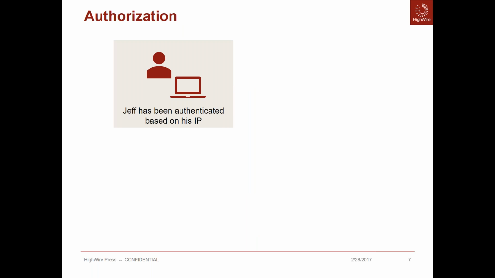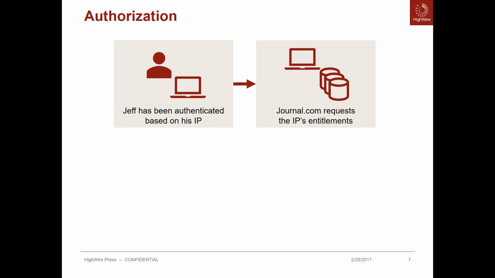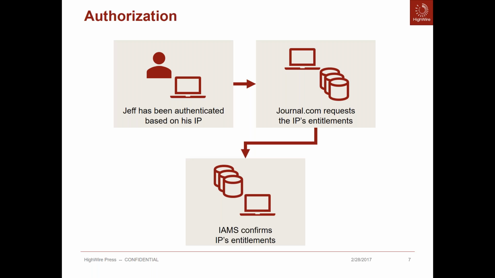Authorization is the next step. So Jeff's now been authenticated based on his IP. Journal.com requests that IP's entitlements from the Identity Access Management System, and the IAMS confirms the entitlements. Something that's really important to note with this is that it happens completely invisibly to Jeff. He is not aware that any of this is going on in the background, and it's very, very quick. It's great. It's a really good solution for on-campus access.